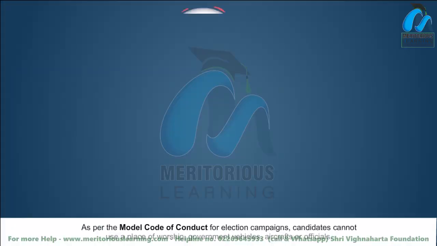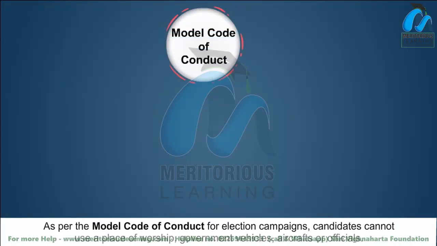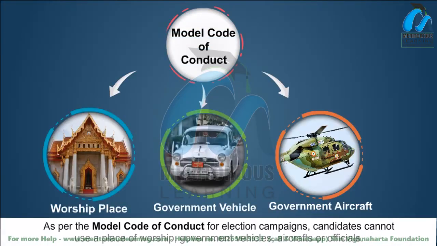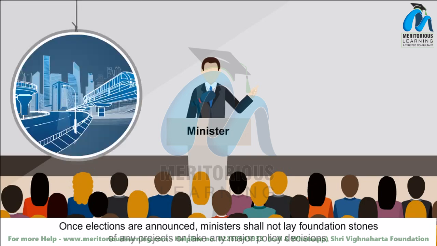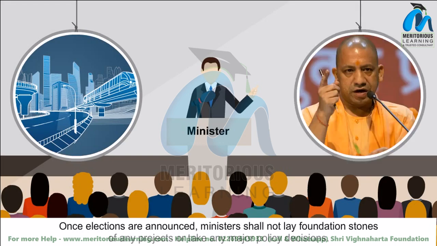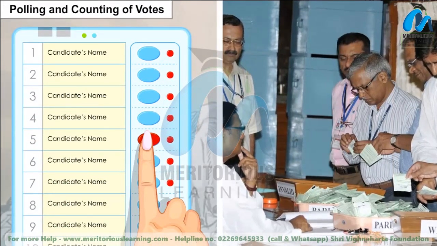As per the Model Code of Conduct for election campaigns, candidates cannot use a place of worship, government vehicles, aircrafts or officials. Once elections are announced, ministers shall not lay foundation stones of any projects or take any major policy decisions. Polling and counting of votes.